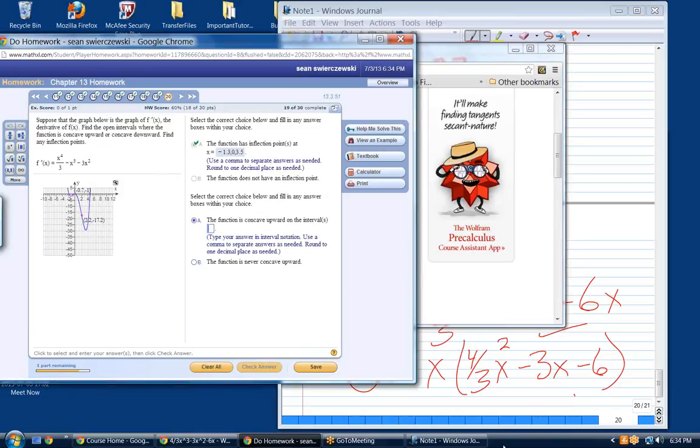Type your answer in interval notation. All right. So, what did I say? Minus 1.3 comma 0. That's one interval. Now I need commas, right? Instead of U's. And then it's also concave up from 3.5 to infinity.